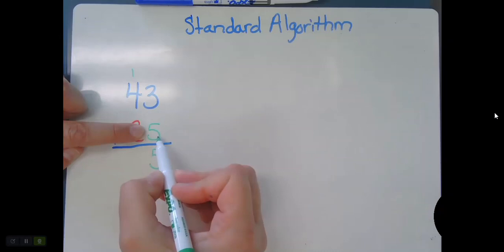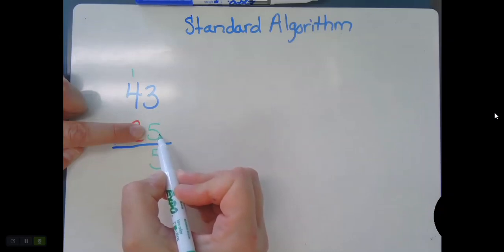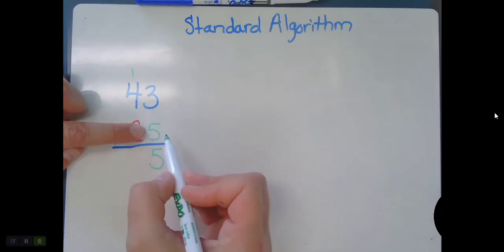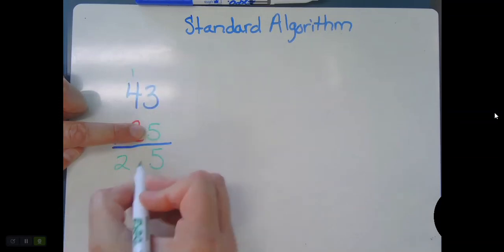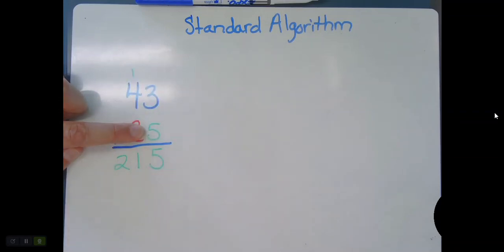And again, same process. I'm going to take my multiplier of 5 and now move to my tens place. 5 times 4 is 20 plus the 1 is 21, so 215. Just like we got with the distributive property.